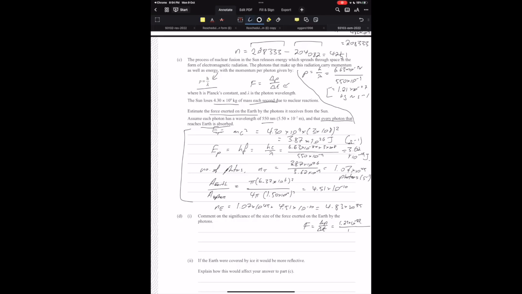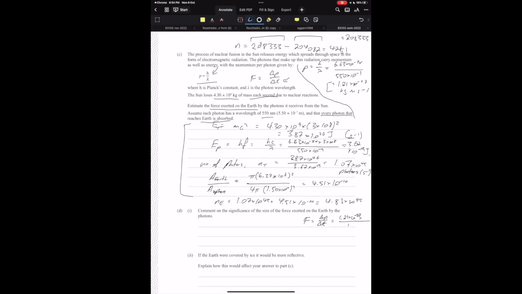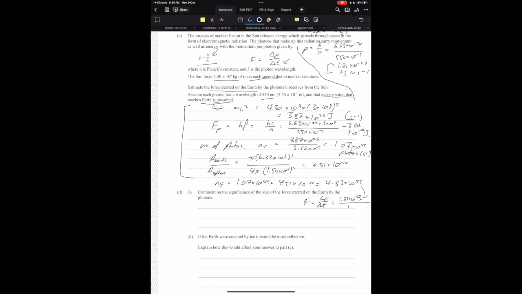And we know there are 4.83 times 10 to the 35. So we just substitute that number in there because that's the total number of photons which are arriving on Earth. So now we just put that into our calculator. So that times 4.83 times 10 to the 35 divided by 1. We get a value of 4.82 times 10 to the 8 newtons. And that's it.